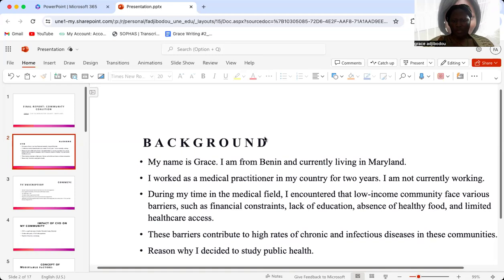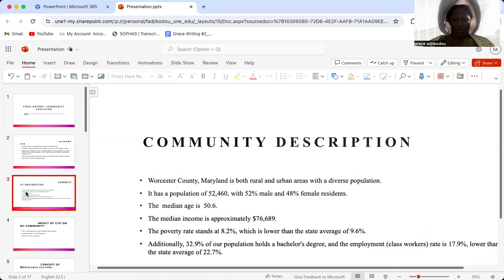I'm from Benin, currently living in Maryland, and the community we will be working with is Worcester community. It has a population of 52,000 people, with 52% male and 48% female. The median age is 50.6.